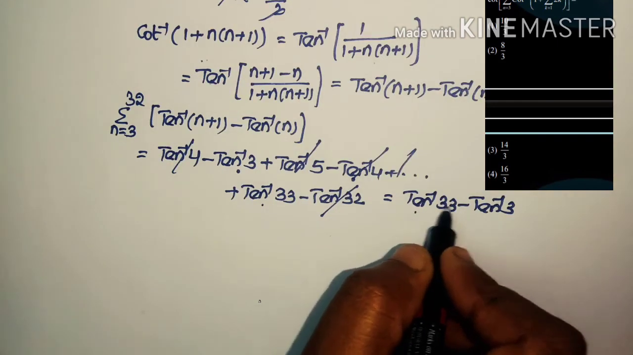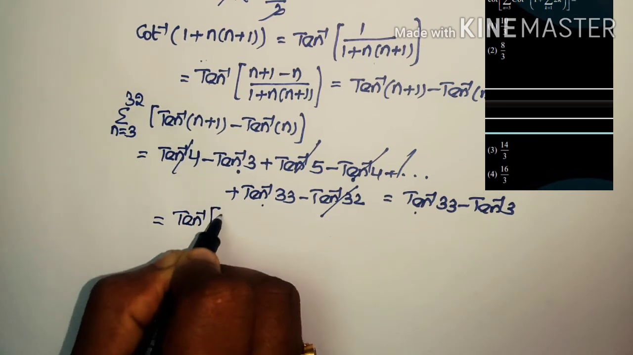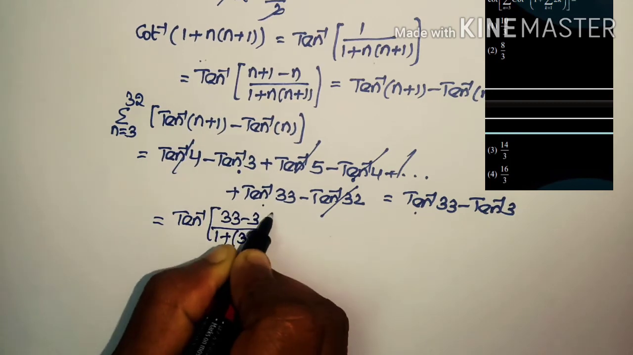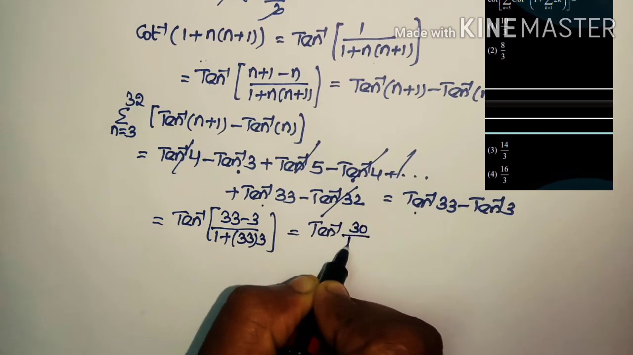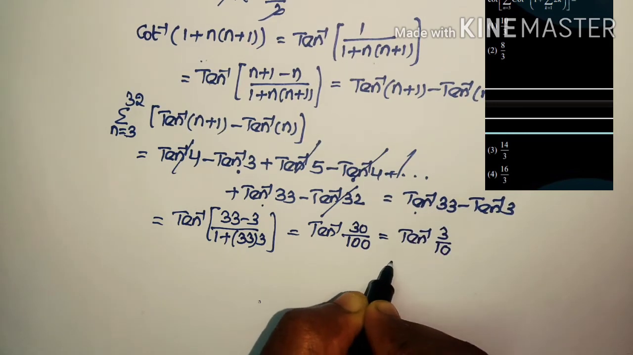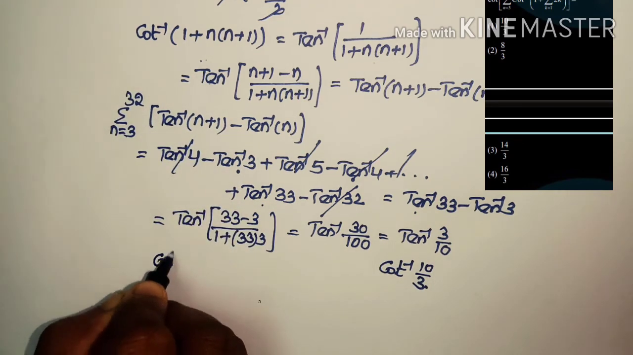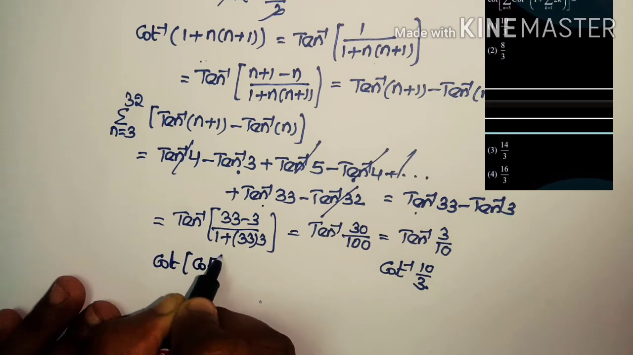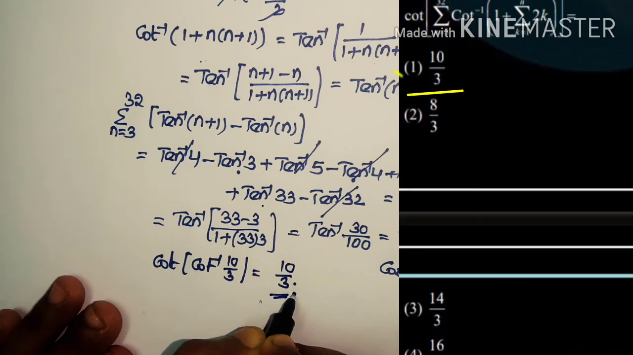Which is in the form of tan inverse x minus tan inverse y, that is tan inverse of x minus y by 1 plus xy, tan inverse of 33 minus 3 by 1 plus 33 into 3, that is tan inverse of 30 by 99 plus 1, that is 100, equal to tan inverse of 3 by 10. So tan inverse of 3 by 10 means this is cot inverse of 10 by 3. Therefore the given question is cot of this total value, so the required answer is cot of cot inverse 10 by 3, which is equal to 10 by 3. That's all. This is the first option.